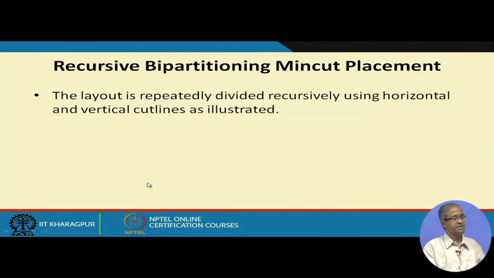Now the second method is called recursive bipartitioning min cut placement. Again you see here the method is similar, but the sequence of cut lines are a little different, as I will show with an example. This again is a recursive division using horizontal and vertical cut lines, but I shall be explaining with the help of the example how.